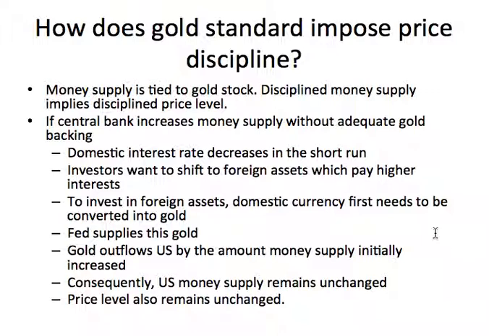As gold goes out of the US, the money supply goes down in the US as well. So the money supply essentially remains unchanged because of this gold outflow. As the money supply remains unchanged, the price level will also remain unchanged. So that's basically the second way a gold standard theoretically should be able to impose price discipline.